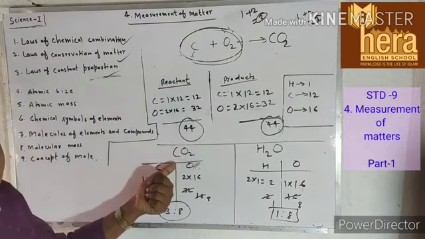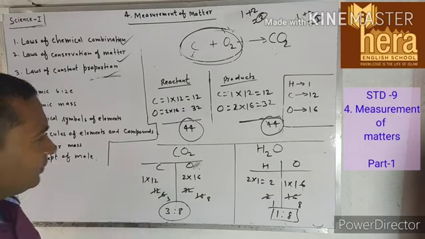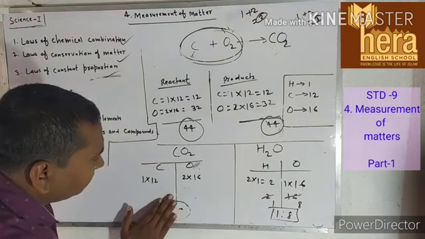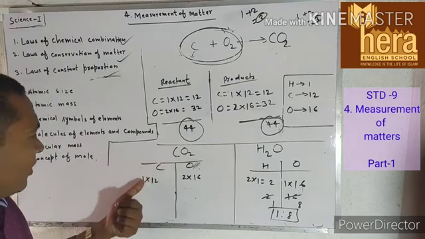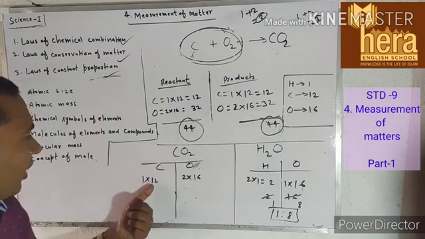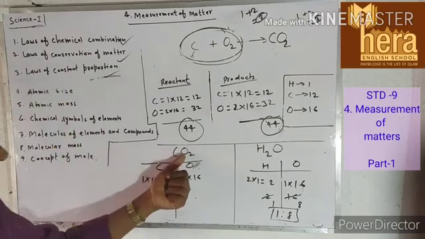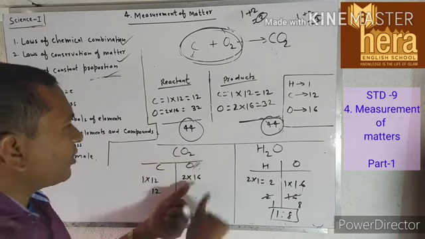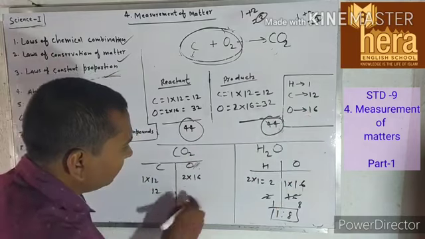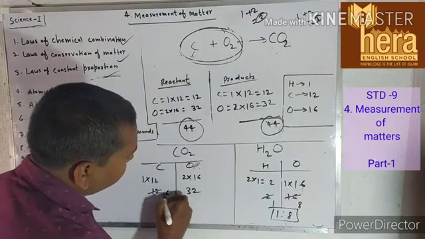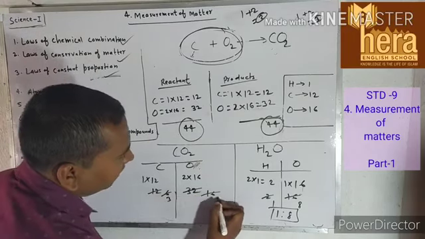So if you want to find the atomic mass of carbon, 1 atom of carbon is here, so 1 into the atomic mass of carbon, 12, is 12. For oxygen, here are 2 oxygen atoms. Then 2 into the atomic mass of oxygen, 16. The atomic mass of 1 oxygen atom is 16. 2 into 16 is equal to 32. So 12 and 32 reduce to 3 and 8.